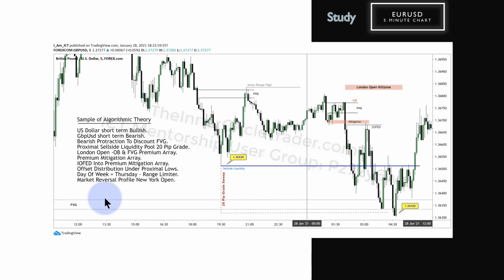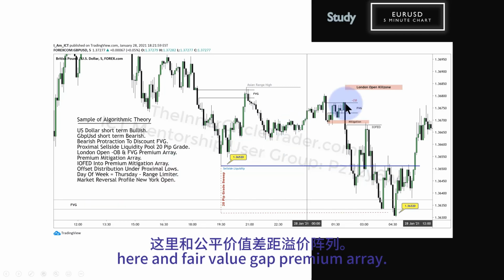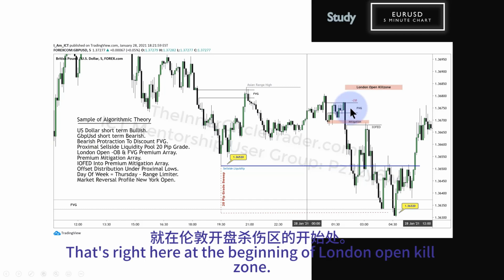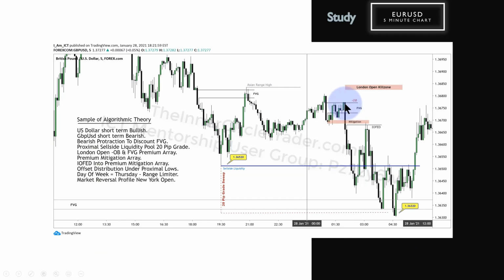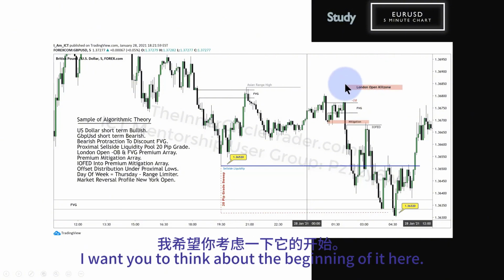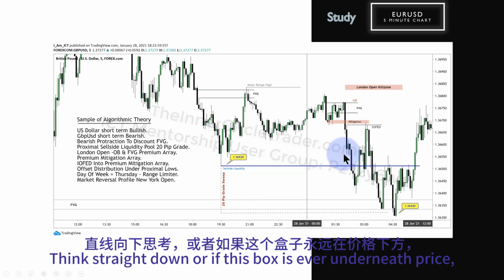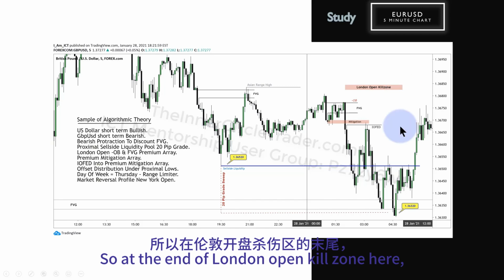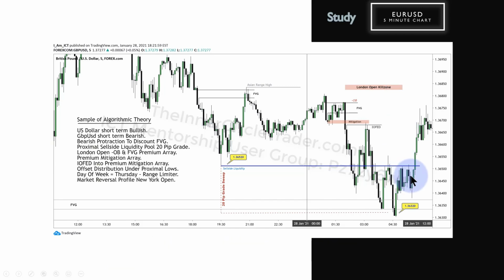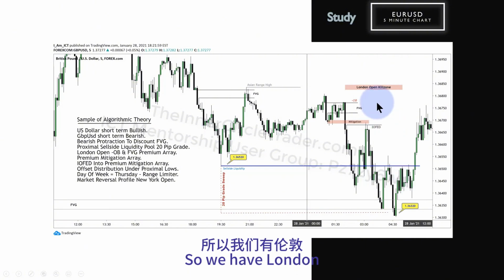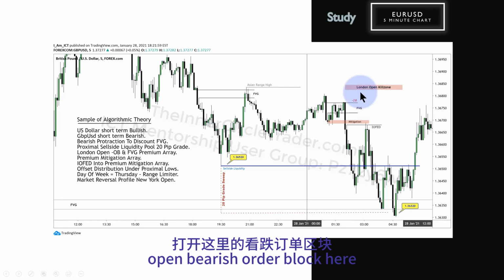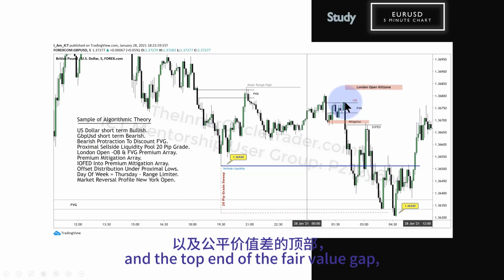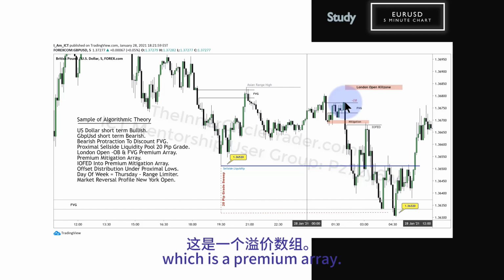London Open trades to a bearish order block here and fair value gap premium array. That's right here at the beginning of the London Open kill zone. When you look at these little boxes, think about the beginning of it here, think straight down, or if this box is ever underneath price, think of it as the beginning and look up to see where you are in the price action. At the end of the London Open kill zone, we're not concerned about it until we get to New York. So we have the London Open bearish order block here and the top end of the fair value gap, which is a premium array.